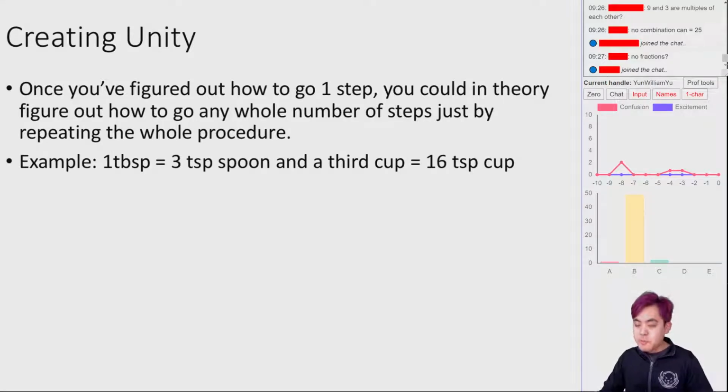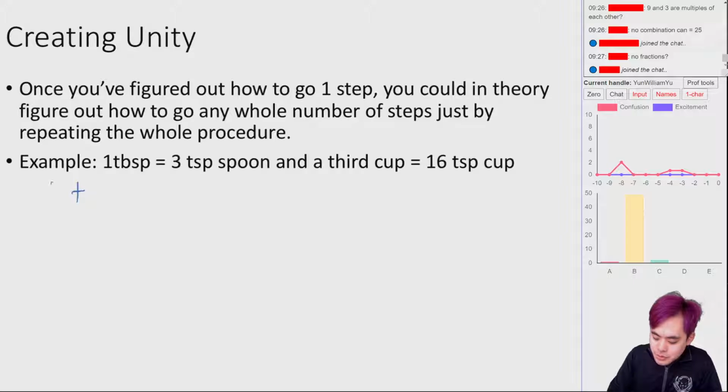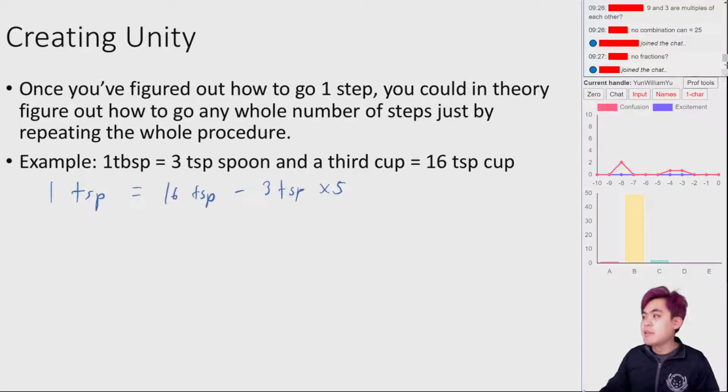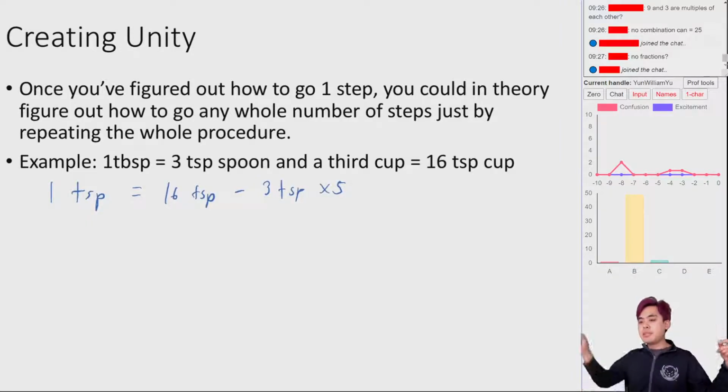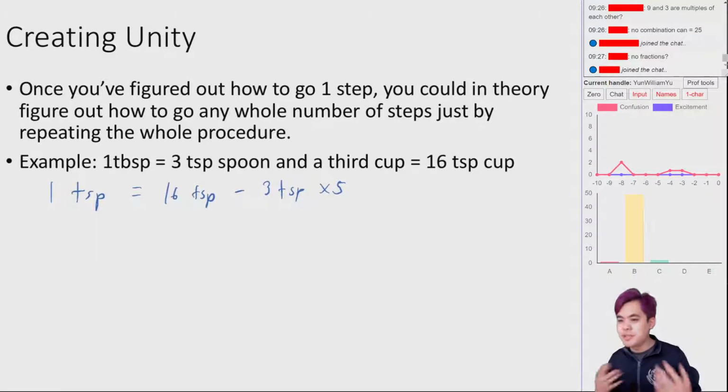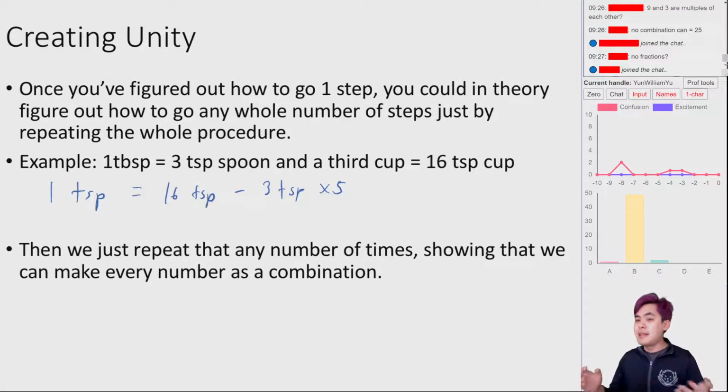So, for example, if you have 1 tablespoon and a third cup, going back to our baking example, then we know how to measure 1 teaspoon. 1 teaspoon is exactly equal to 16 teaspoons minus 3 teaspoons times 5, right? So if you take a single tablespoon and remove 5 teaspoons from it, you're left with a single teaspoon. And so now we know how to get exactly 1 teaspoon's worth of cinnamon or vanilla or whatever you care about. Then you can just repeat that any number of times, showing that we can make any number as a combination.